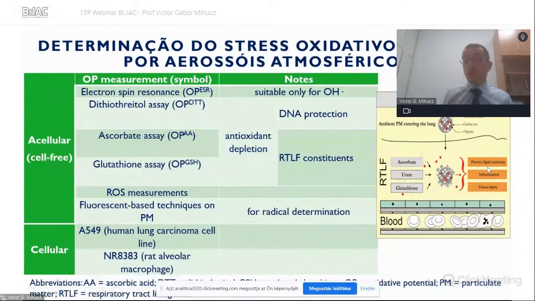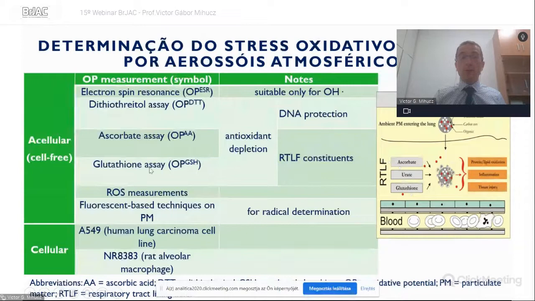And it would be nice to be able to determine not only the chemical composition of the particulate matter, but also to link it with the oxidative potential, and to see which components of the PM are responsible for the inflammations and the adverse health effects. For this, two types of measurements or approaches have been developed. One is the acellular, the cell-free, and the other is the cellular one.